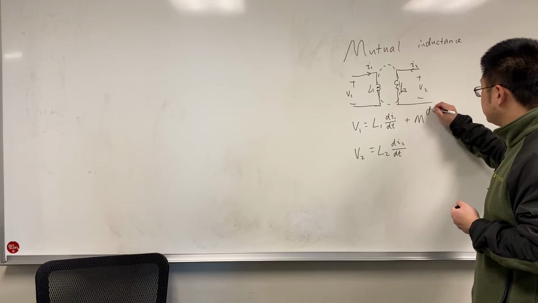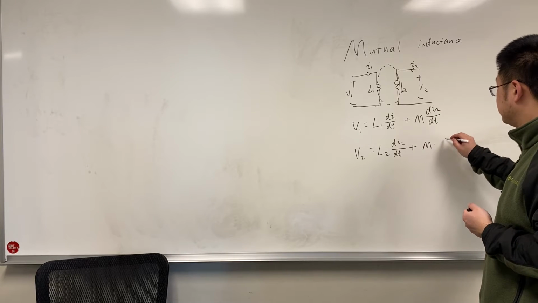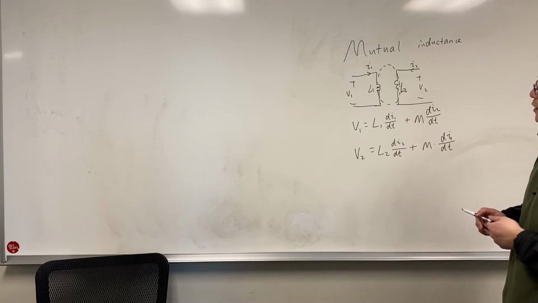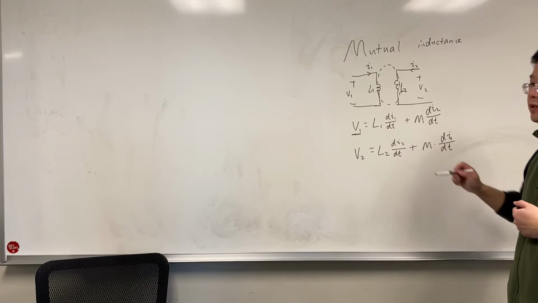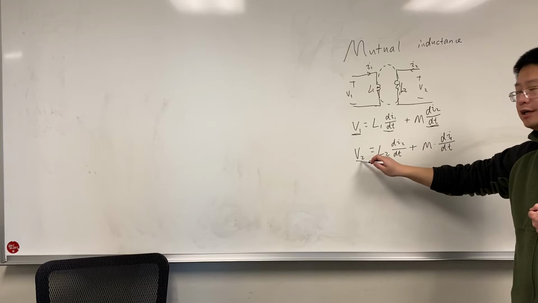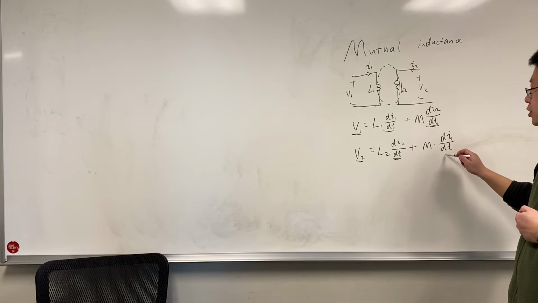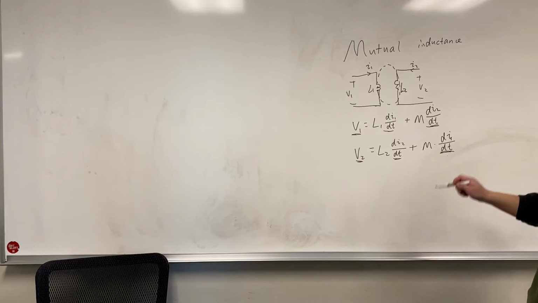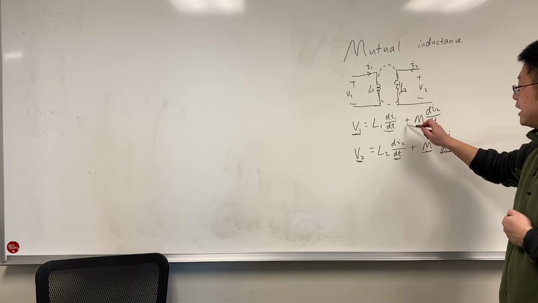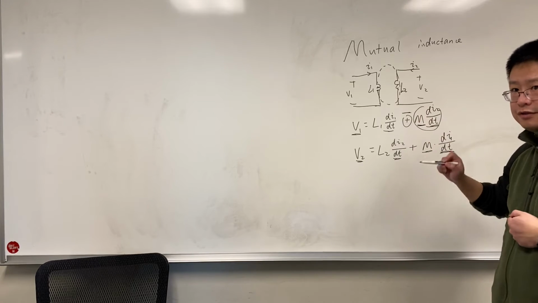So here is di2/dt, and here is M times di1/dt, so that V1 is a function of not only I1 but also I2, and V2 is not only a function of I2 but also a function of I1. Next we will discuss the polarity of M. Sometimes we have plus this voltage, and sometimes we have minus this voltage.